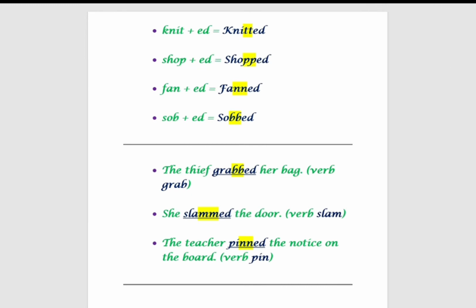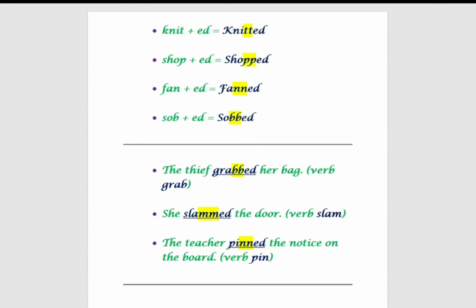Now this is for the verbs with a single syllable. We have to double the last letter and add ed. For example, with knit we have added ed and the letters are doubled. Here you can see it is highlighted, so it becomes knitted. With shop, when we add ed, it becomes shopped. Then fan, fanned. Sob, when we add ed, it becomes sobbed.